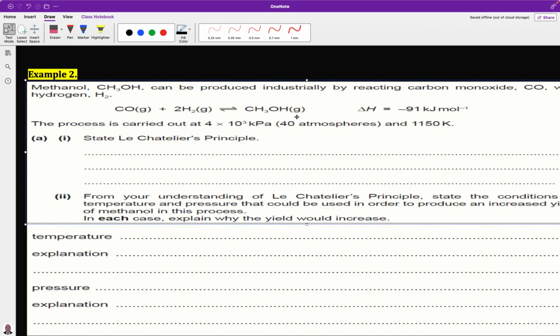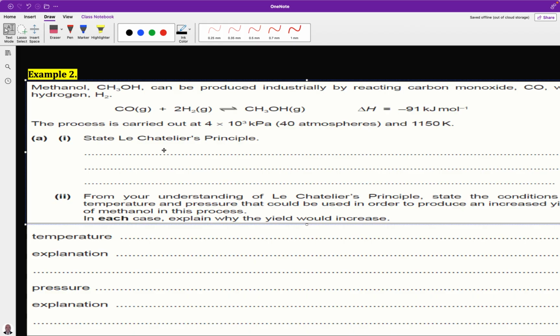Why do I say so? I say decreasing the temperature will increase the production of methanol. The explanation is that, being an exothermic reaction, decreasing the temperature favors the production of more methanol. Simple. Okay, pressure.